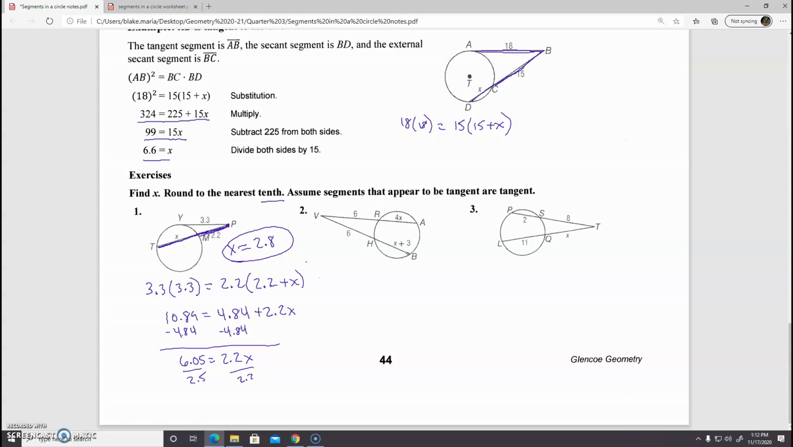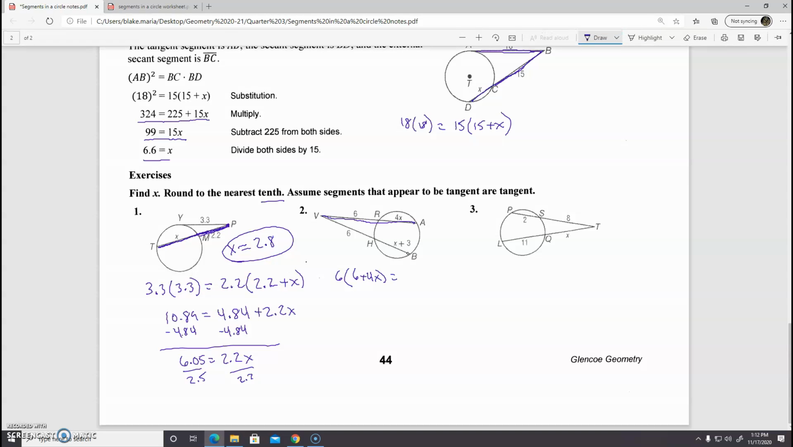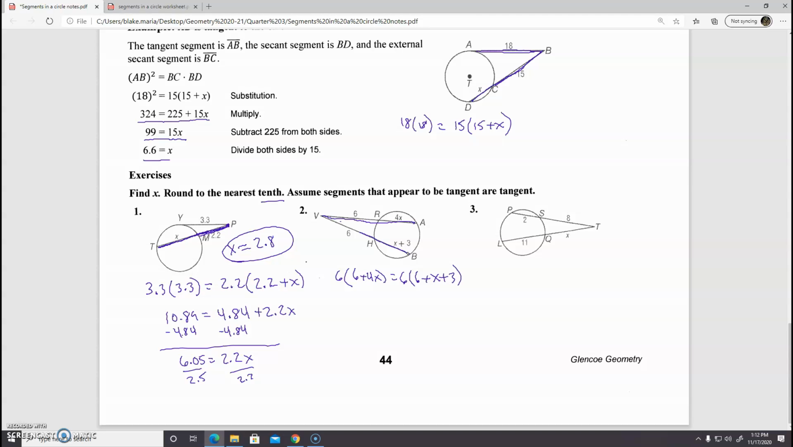All right, next one, chunk times whole, so 6 times 6 plus 4x. All right, the whole thing is 6 plus 4x. Should equal chunk 6 times whole 6 plus x plus 3. Add them up. So here 36, we're going to distribute 24x. Here we're going to combine our like terms, 9 plus x. Now we can distribute.